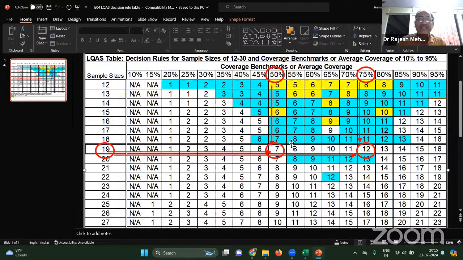Because you see, out of 19, 7 is much less than 50%. So 12 individuals are not covered, which means more than 50% are not covered. So it will say that 50% or more people are not covered. This is what it says. If 12 have adequate water supply and 7 do not, then it will say that 75% or more coverage is not possible. So it is somewhere over here, 70 or less than that.